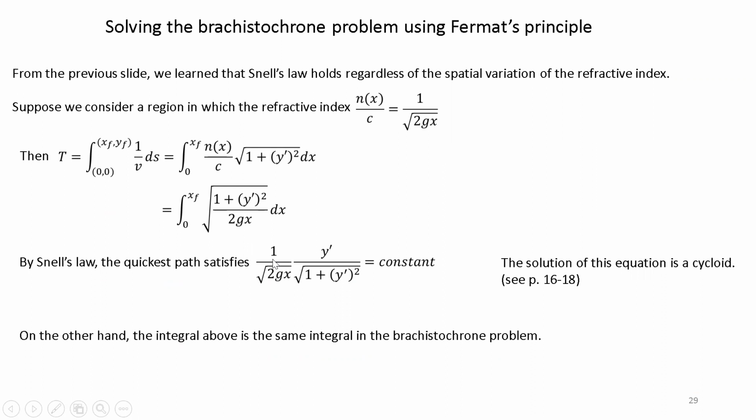So without really using calculus of variation, using Snell's law, we know that the minimum value will be given by the function satisfying this relation, which is Snell's law. And again, as I said, we have solved it already using calculus of variation. So this is really just another way, and historically an earlier way, to solve this problem.